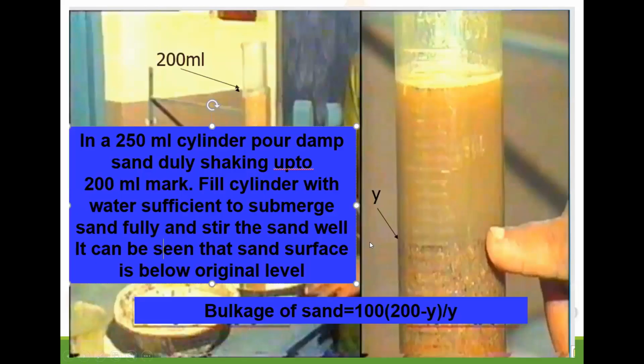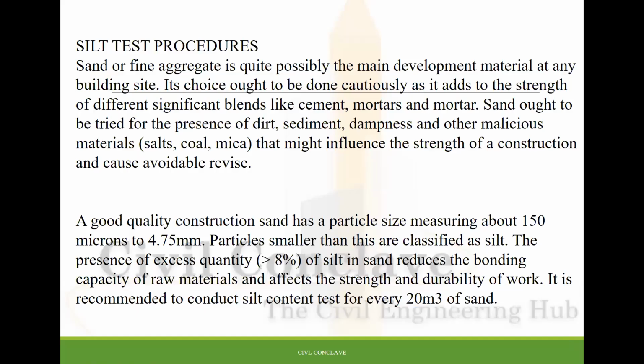See here, once again, I'll show you the images. Take a 200 ml cylinder, fill it with the sand, then add 100 ml water. After a certain time, the sand will settle. This is the X reading, this is the Y reading. Now the bulkage of sand is equal to 200 minus Y, that is the 200 to which we filled the sand, minus Y, this whole length divided by Y, times 100. This is the methodology of calculating the bulkage of sand.